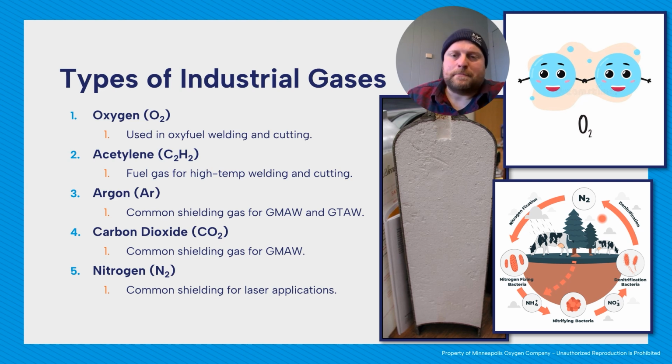They're specifically made to be used with acetylene so that it doesn't dissolve the actual hose. Next, we have argon, a very common shielding gas for MIG and TIG. It's in our atmosphere, like oxygen's in our atmosphere. Carbon dioxide, another common shielding gas for MIG. We produce it every time we breathe.